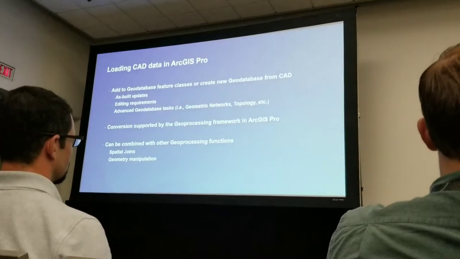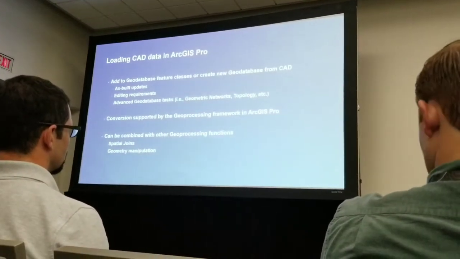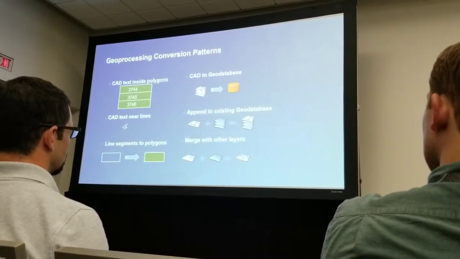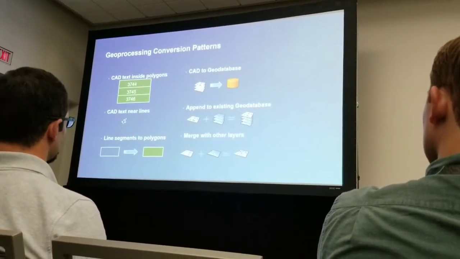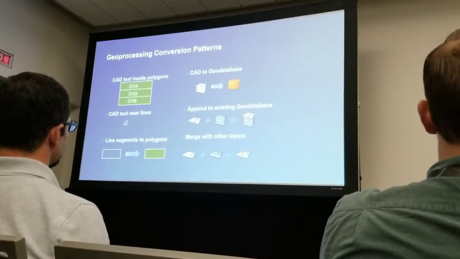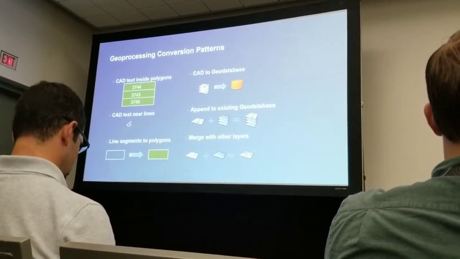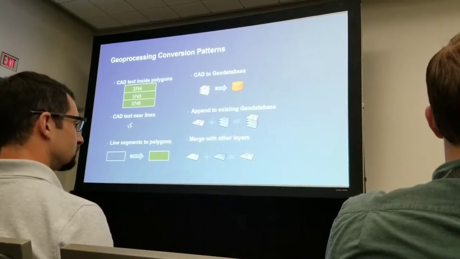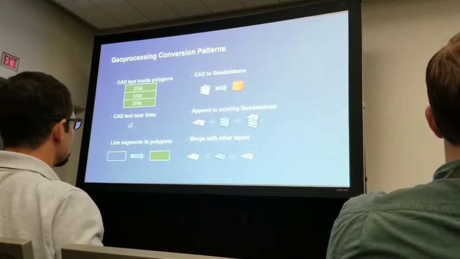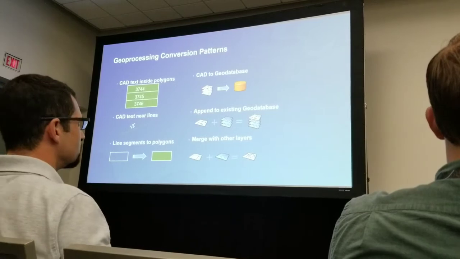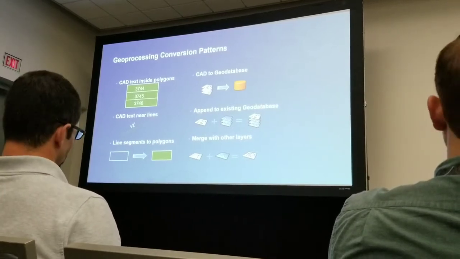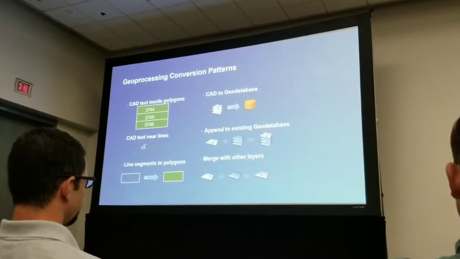So you can do this with lots of different methods, like you would with any other data source. Some examples of that: how many here have an area that is closed by lines in CAD and it has a piece of text in it and I need that as an attribute, right? A closed area. Yeah, exactly. Lots of us. How many have a piece of text that's near a line and we don't want it to be an attribute of that line? So there's lots of scenarios.